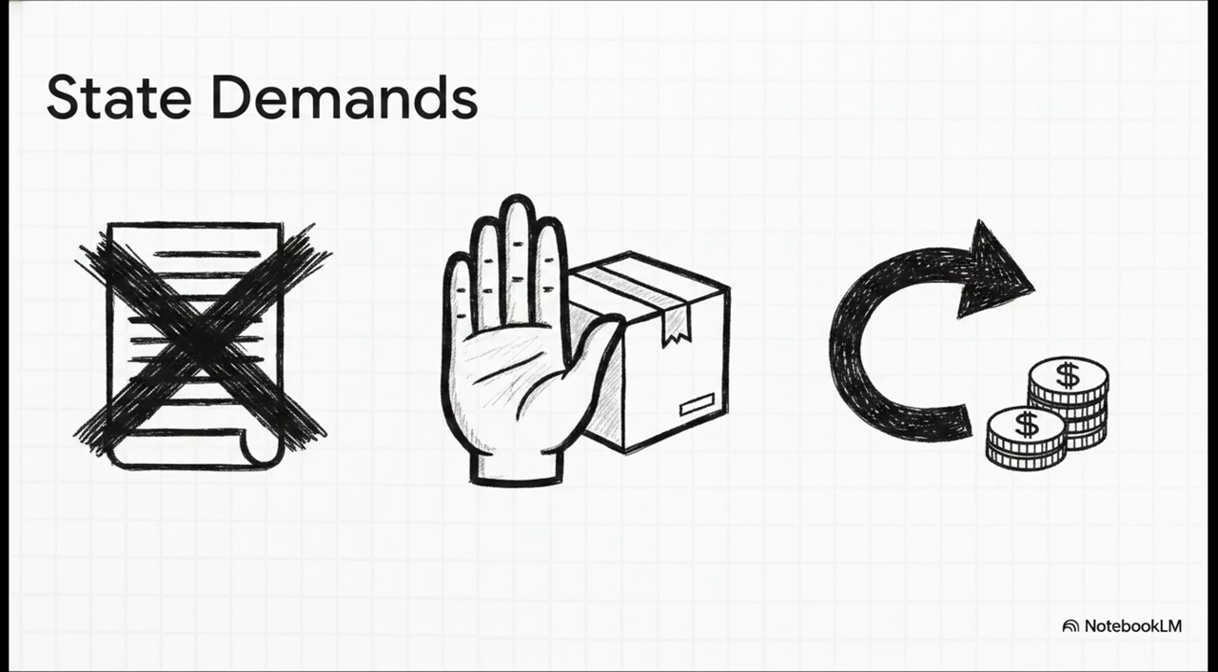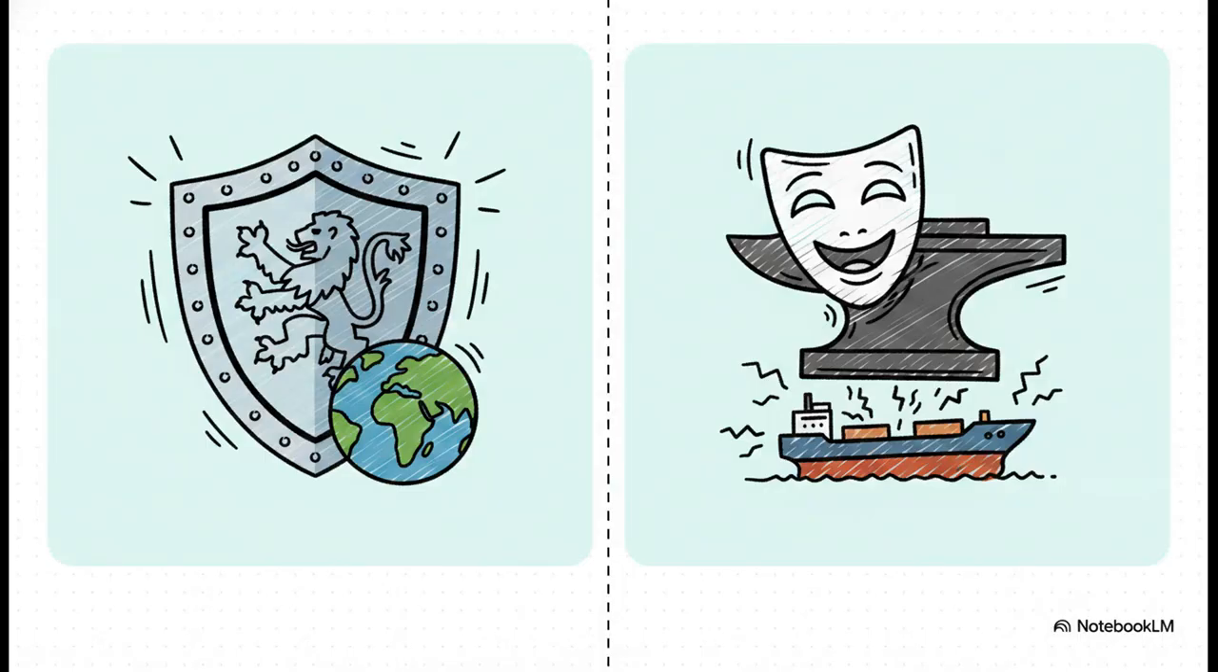Second, they're demanding an immediate halt to their implementation. Just stop the duties dead in their tracks. And third, which is a gigantic financial deal, they are demanding that the federal government actually refund the duties that have already been collected. So they don't just want to stop this going forward, they literally want to rewind the financial clock.